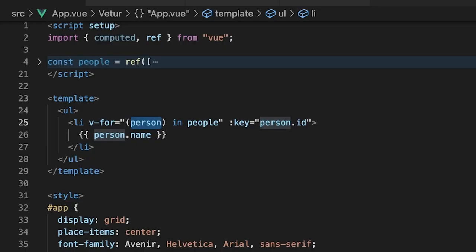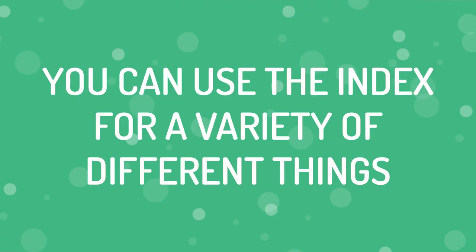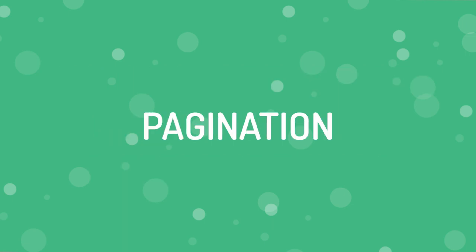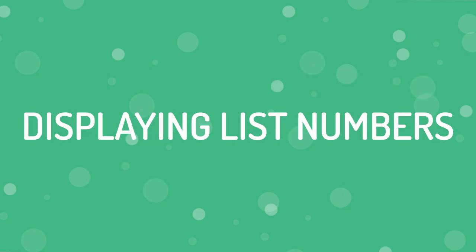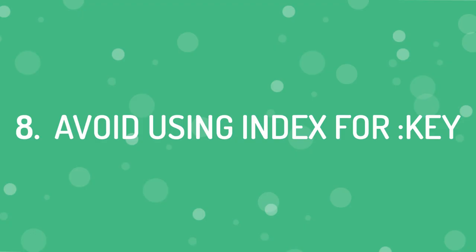So how we access this is very simple. Now all we want to do is wrap our initial parameter inside of parentheses, then we'll pass a comma, and then we can define a second parameter called index. And you can use the index for a variety of different things. So you can use it for pagination, you can use it to display the index of the current item, and sometimes I even use it to get reference to a specific item that perhaps is going to be updated from within that loop. So for the 8th and final tip, you should avoid using the index for your key attribute.